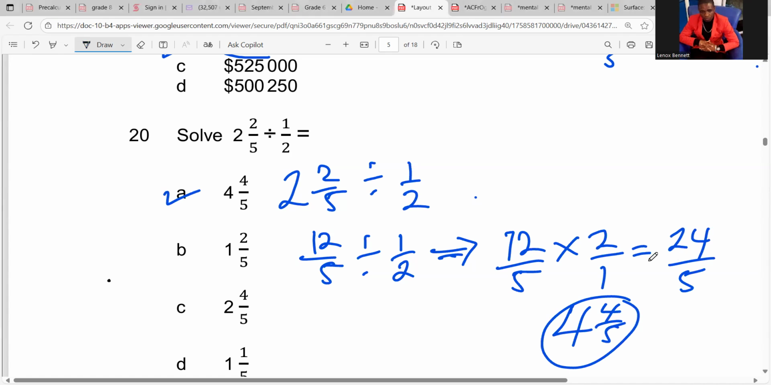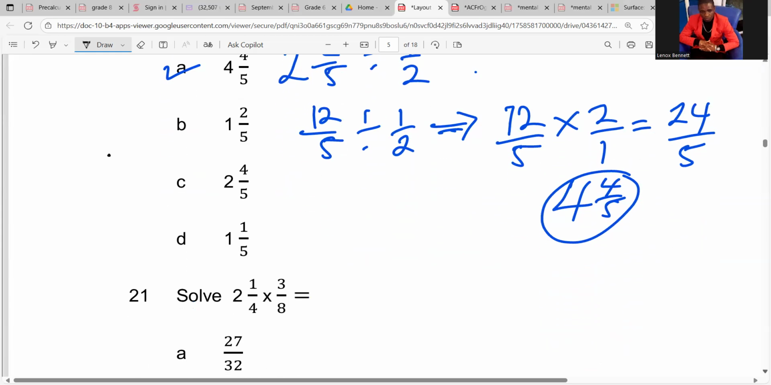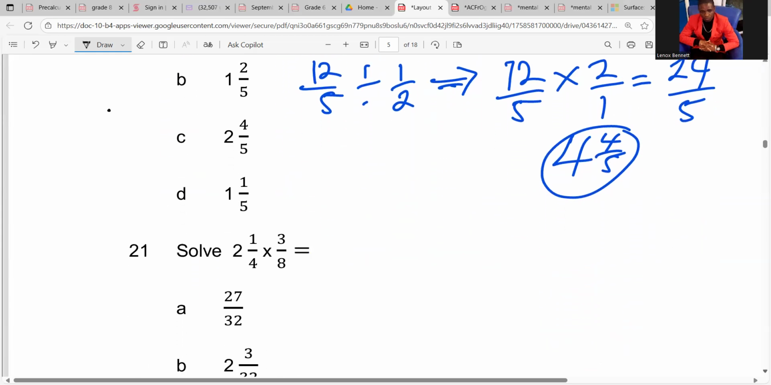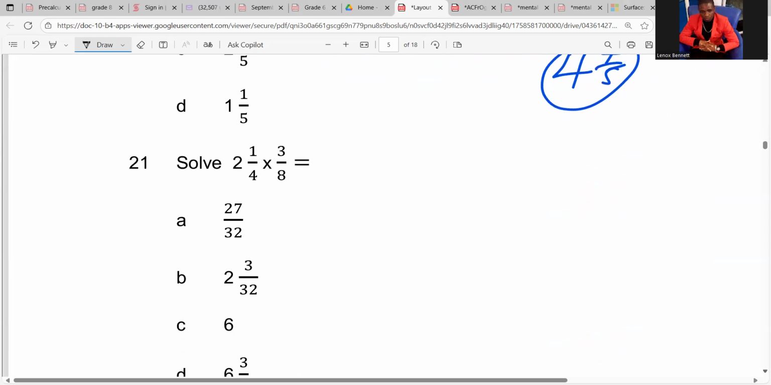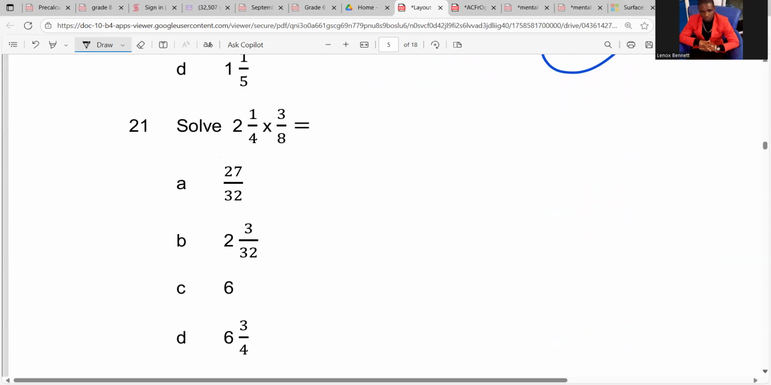Just remember, once we're dividing, we change to multiplication and we have to reciprocate, or as you guys like to say, flip. You flip the last fraction. Some students would say turn it upside down. All right, let's go. 2 1/4 times 3 over 8. Go ahead and do that one.